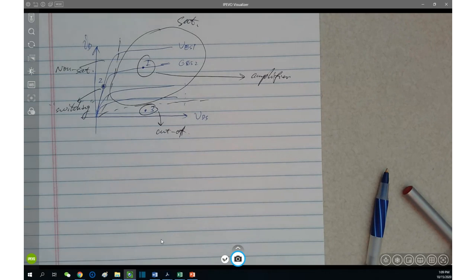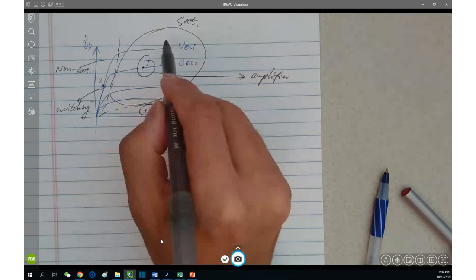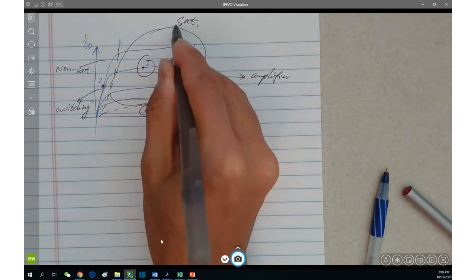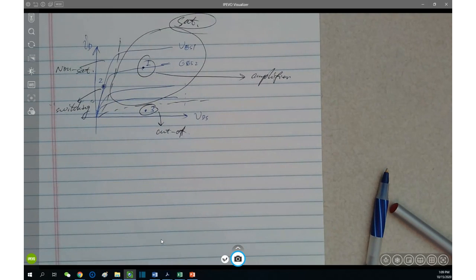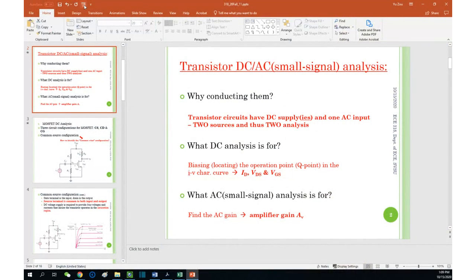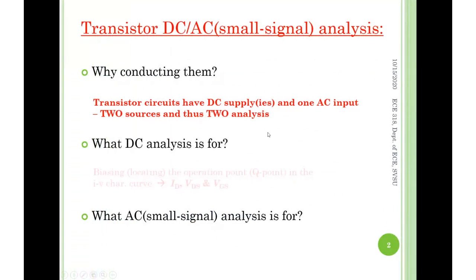So your DC analysis is for what? For locating your operation point into the proper IV curve operation region. For amplification application, you have to make sure your operation point is in the saturation region. Just simple like that. Who can guarantee that? Your DC circuit design. That's what the DC analysis is for. And what is AC analysis for?